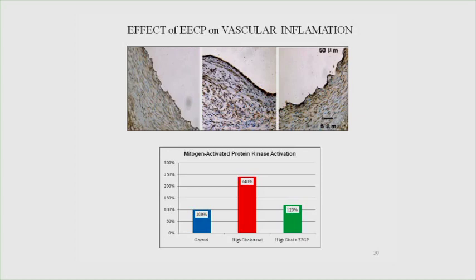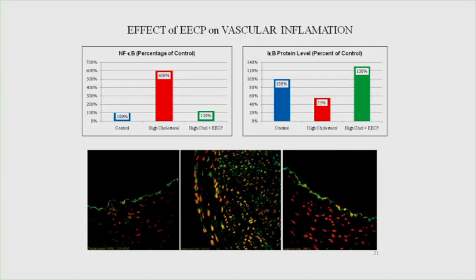cell membrane towards moving nuclear factor kappa beta out of the cell fluid into the nucleus, where it's going to code for the formation of inflammatory mediators. It is blunted with ECP. If we look at how much nuclear factor kappa beta is in the cells, hypercholesterolemia raises it sixfold. That is blunted with ECP. If we look at the inhibitor of nuclear factor kappa beta, that is reduced with hyperlipidemia. It is more than normalized with ECP.